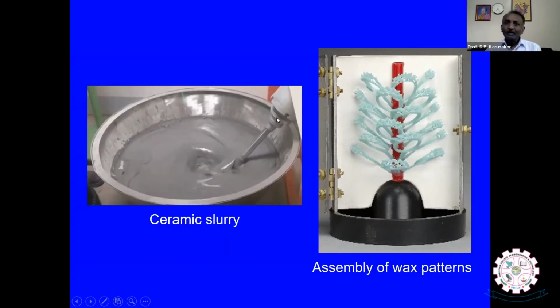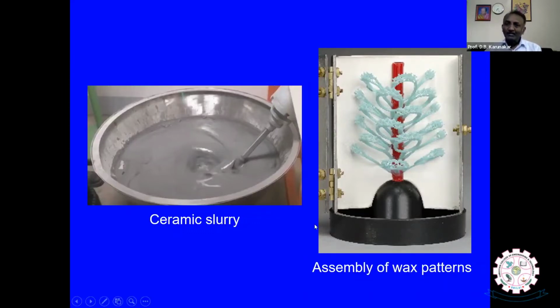Fine. Now, after the assembly is over, this ceramic slurry will be taken and it will be poured inside. The slurry goes around the wax patterns and it takes some time, maybe for a few hours, 5 hours or 6 hours. After that, it dries out. Okay, setting and drying. And after that, they will heat this assembly.